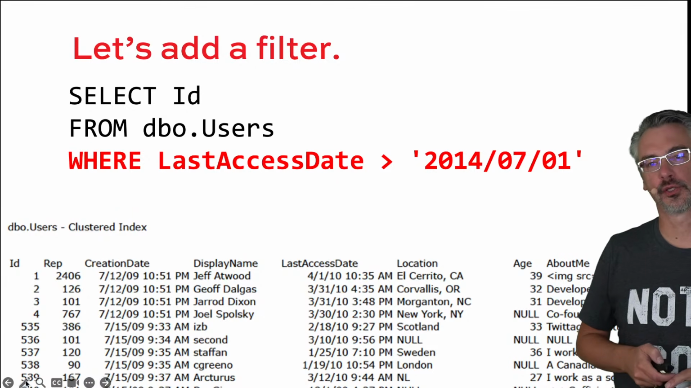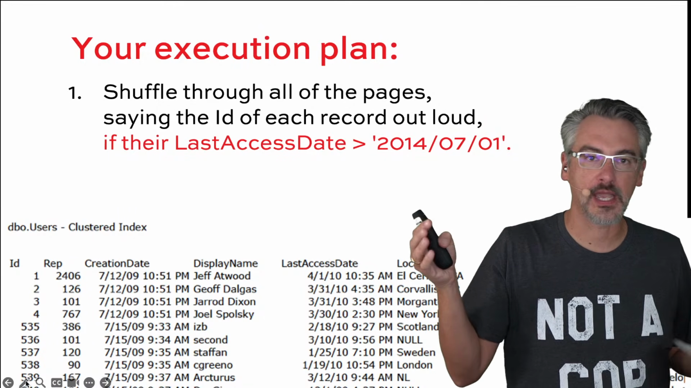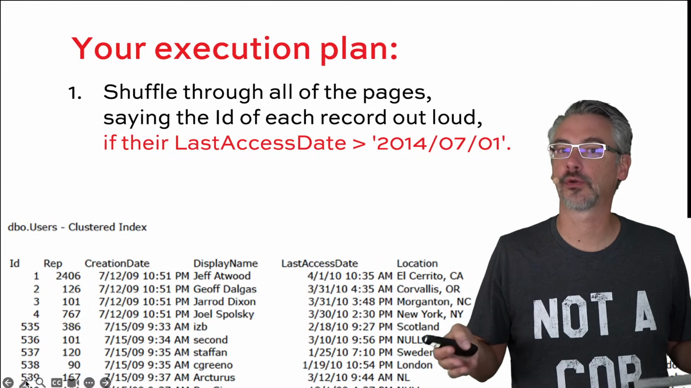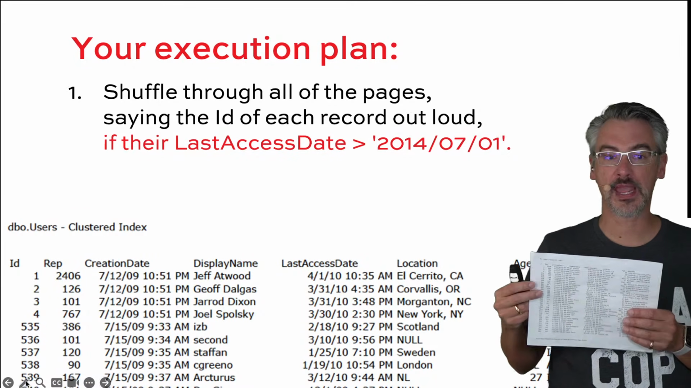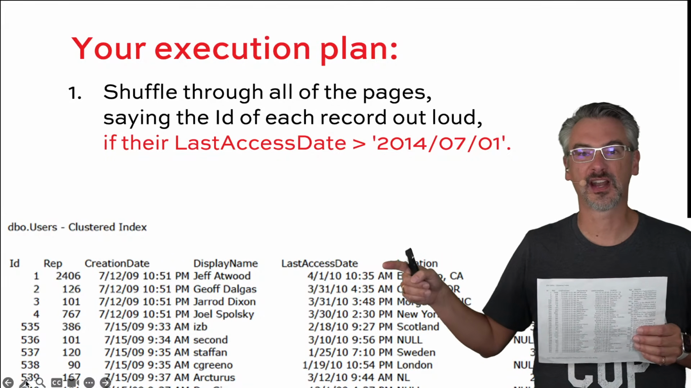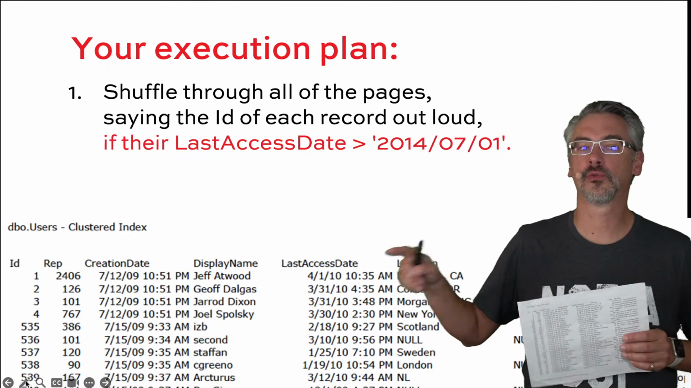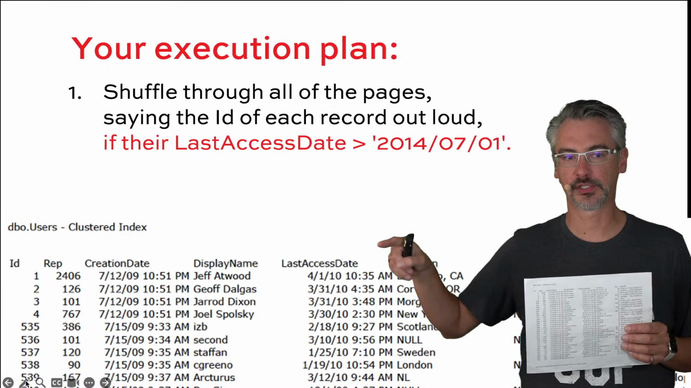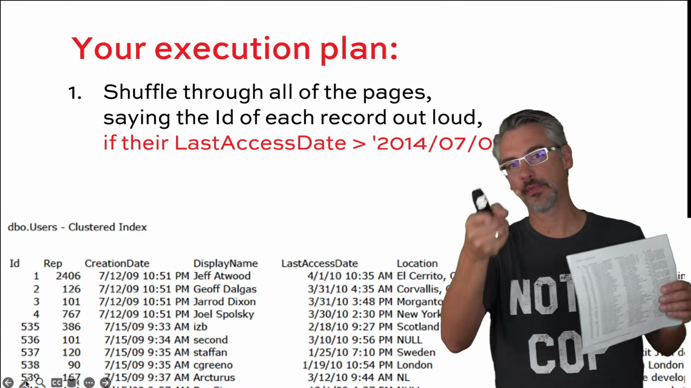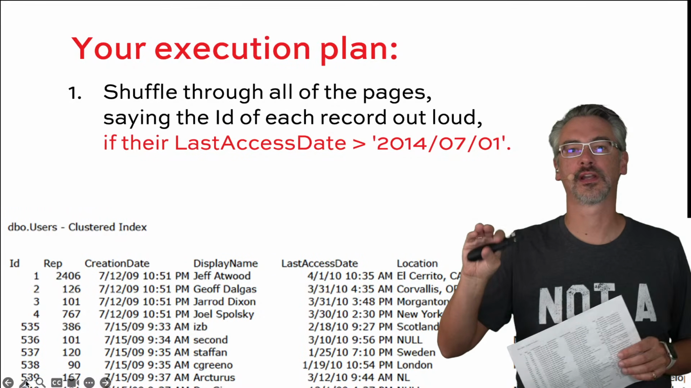What you're going to do is you're going to go grab, as PM says over in chat, the first page or the last page. It doesn't really matter, because if you look at your pieces of paper, they are not organized by last access date. They're kind of scattered all over the place. So we're going to read from one end of the table to the other, and for every row that we look at, we're going to examine its last access date to decide whether or not we're going to say it out loud.